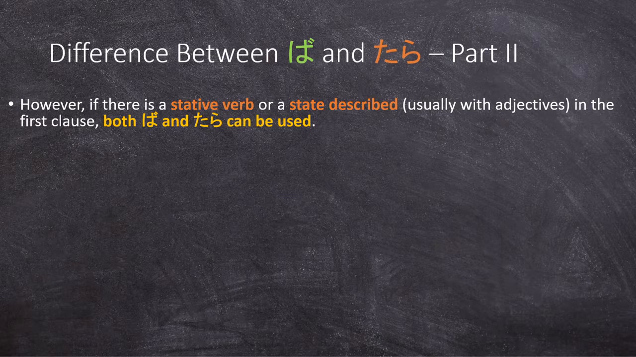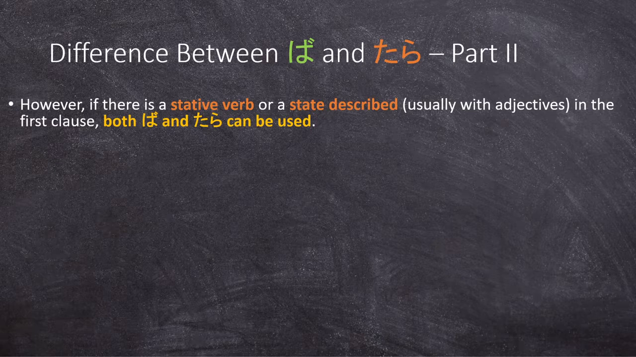Now, this is something a bit more elaborate than the previous point, because in the previous point we established that if there is a certain recommendation, prohibition, intent, and so on present in the second clause, then you cannot use ba. However, here we have literally the opposite, because if you have a stative verb or a state described, then you can also use ba.